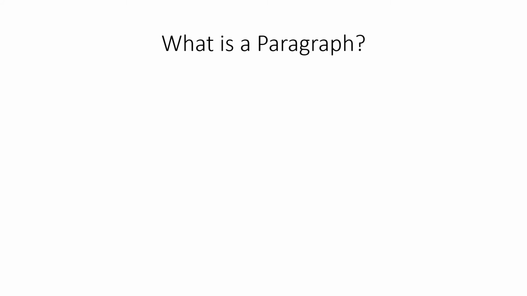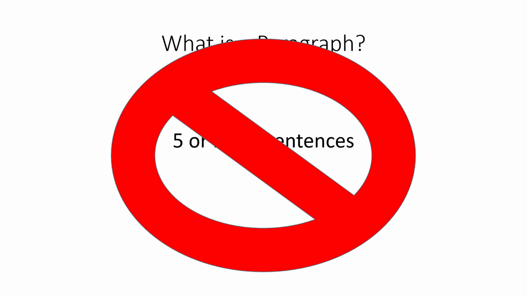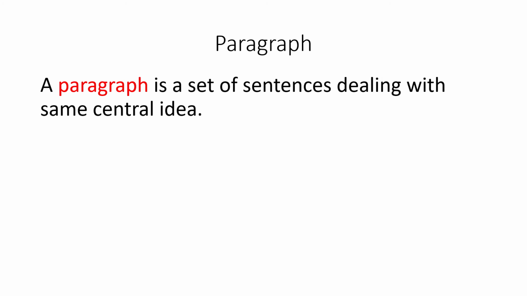Now, what is a paragraph? If you're thinking 5 or more sentences, stop thinking that now, because that is not the correct definition. The correct definition of a paragraph is a set of sentences dealing with the same central idea. So a paragraph is a set of sentences that have the same idea running through them. If you still have the same idea being discussed, then you continue in the paragraph. So it could be less than 5 sentences, it could be more than 5 sentences, as long as it takes to continue discussing the same central idea.